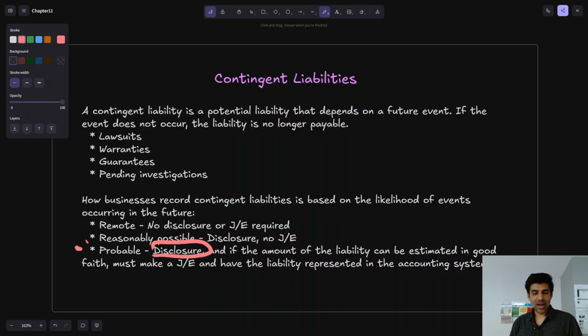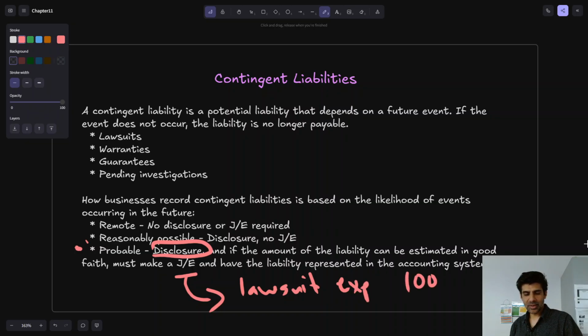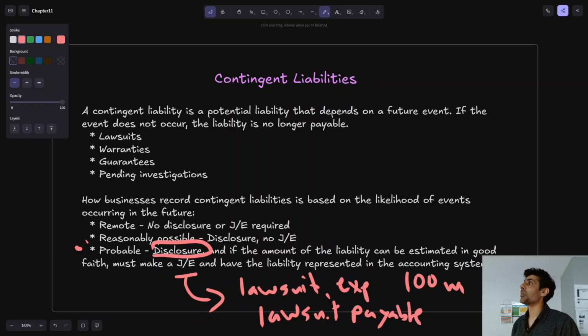If you can, then you will have to have a journal entry that says lawsuit expense, whatever, 100 million, and lawsuit claim payable. It's a payable even though you haven't actually lost the case yet. You're probably going to lose it, and if you really determine that, you have to take this expense. That's going to impact your income statement, your profitability. And of course, you're going to have this liability that you'll have to pay at some point. Okay, makes sense?